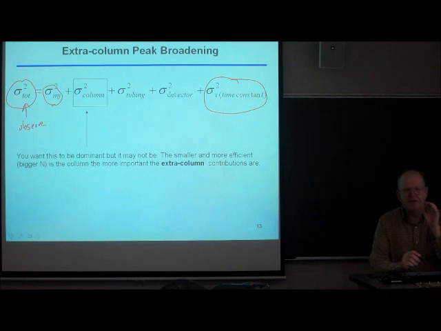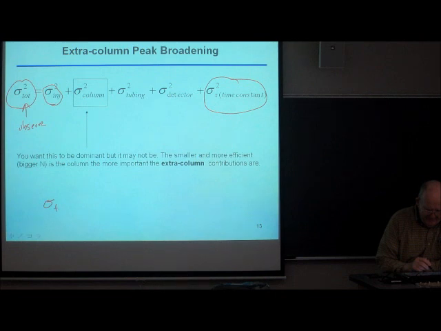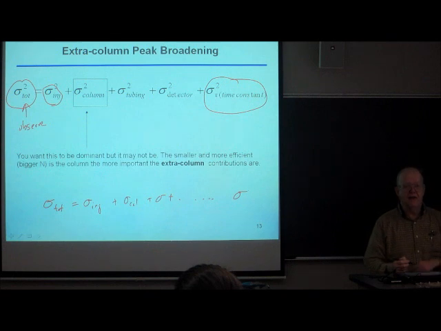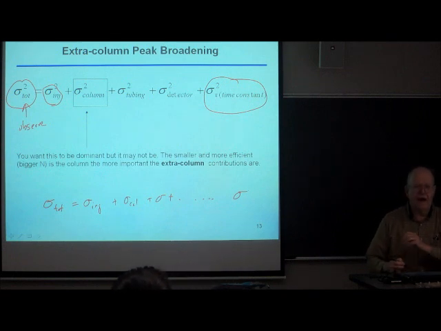And keep in mind that it's the square. It's not sigma total equals sigma inject plus sigma column plus sigma plus sigma. That is wrong. You have to add the square.